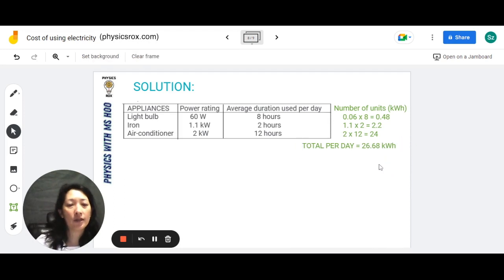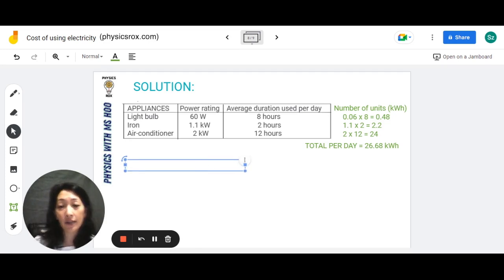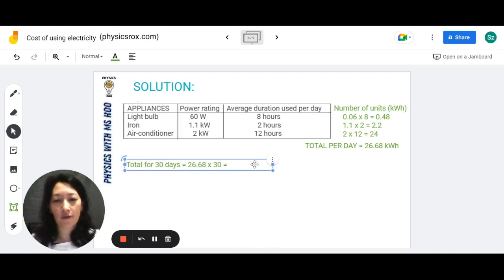Now remember, the question says that they want us to calculate the cost for 30 days. So this is a total per day. To get the total number of units for 30 days, just multiply it with 30. So right here, total for 30 days, 26.68 times 30 gives us 800.4. So that's 800.4 kilowatt hours, or 800.4 units.